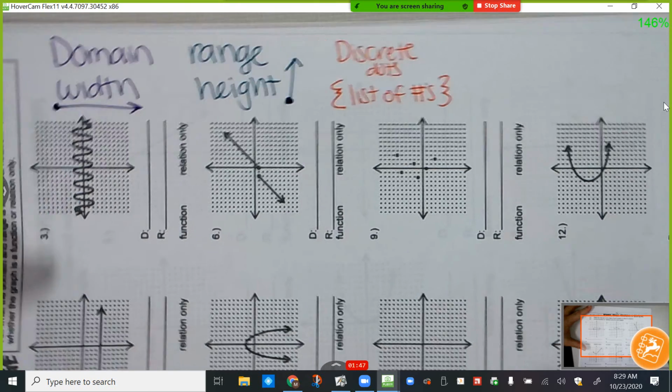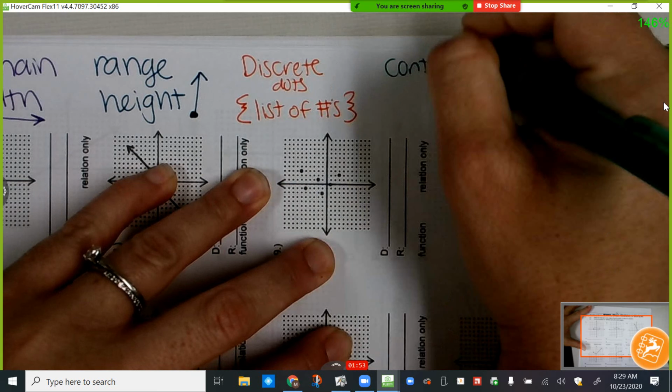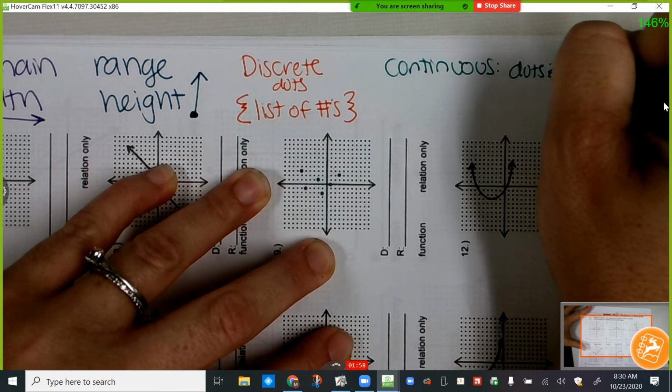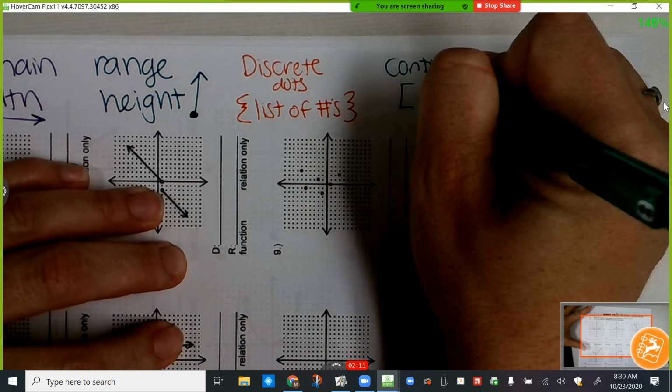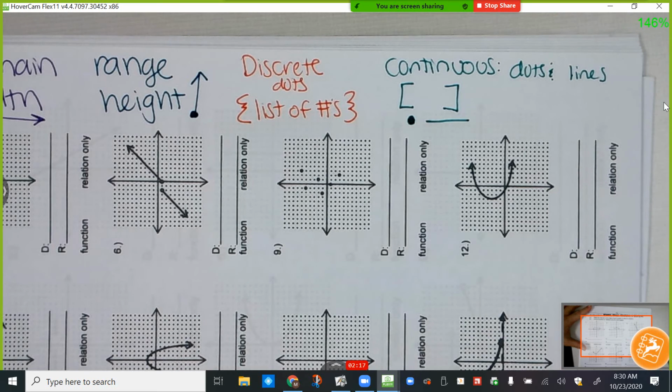Now, continuous is dots and lines. It can have both, and that's totally fine. So I want you to realize with continuous, you either use square brackets or parentheses, and there's different times for both. So we're going to talk about the two times. You have square brackets anytime you have a solid dot or a solid line. Okay, remember, those represent when it touches that point. So anytime you have a solid dot or a solid line, it's telling you it touches that point.